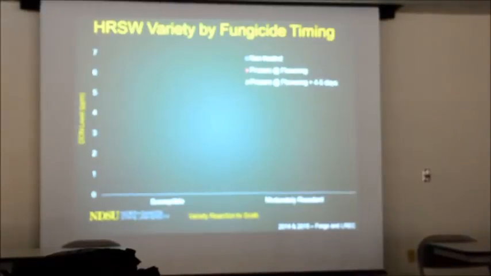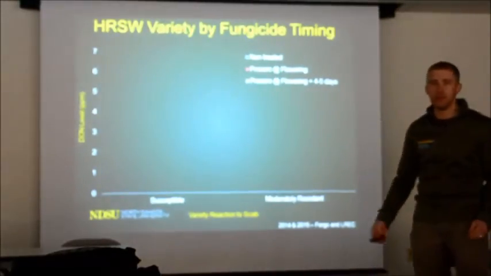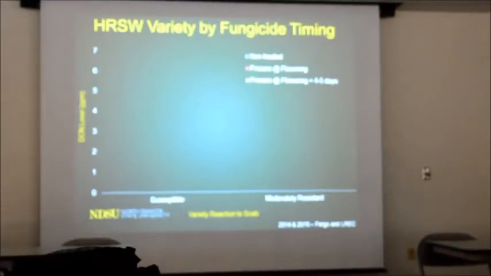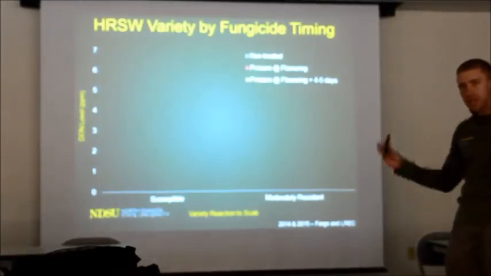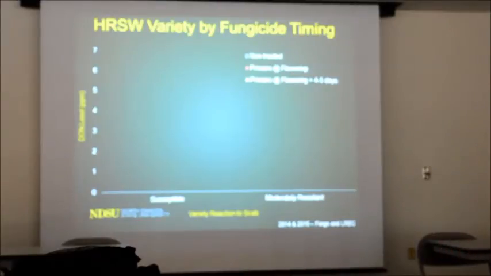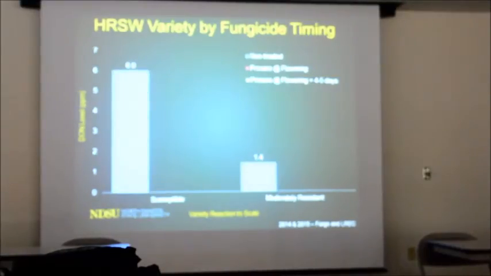A couple final thoughts on management. Our best source right now, as you kind of saw previously, is integrated management. That is, in this case, using your best varieties, using a well-timed fungicide, using that crop rotation. Really try to throw as many curveballs at the pathogen as you can. In this case, this is a hard red spring wheat variety by fungicide timing trials that were conducted in '14 and '15. This is a non-treated of a susceptible and a mildly resistant as coded in the selection guide.